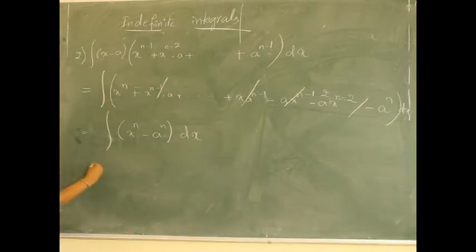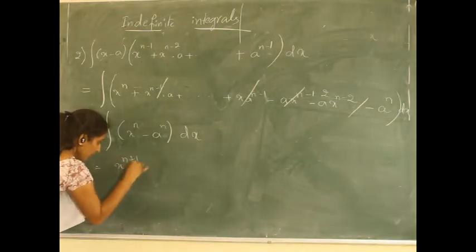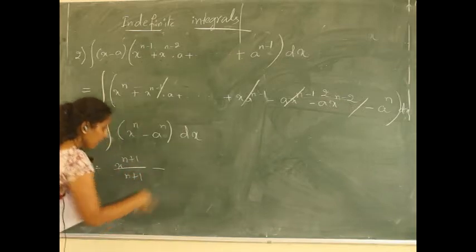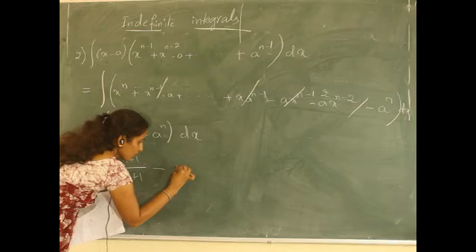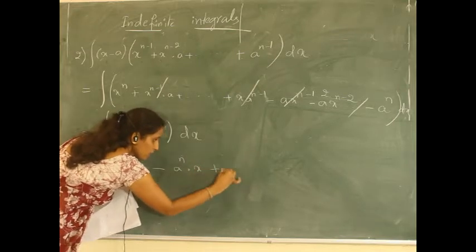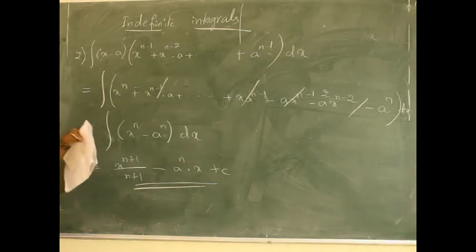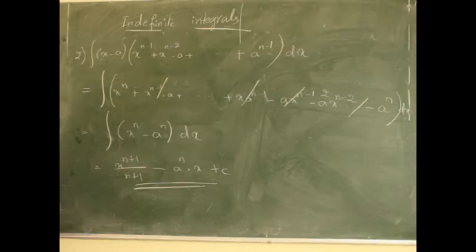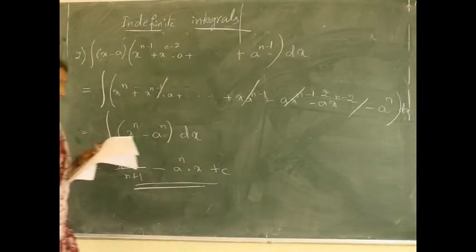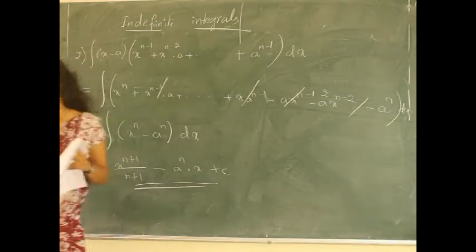So what is the integral value of these? The integral of x to the power n is x to the power n plus 1 divided by n plus 1, minus a to the power n, which is a constant, so a to the power n into x, plus c. Which option is this? Option C: x to the power n plus 1 divided by n plus 1 minus a to the power n into x plus c. This is the second question.